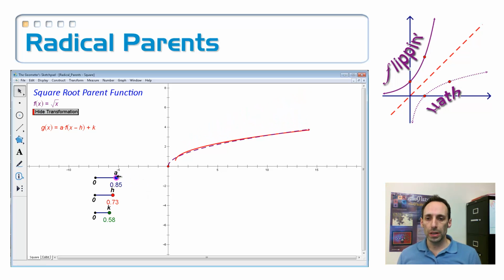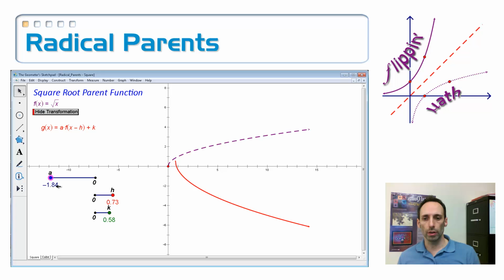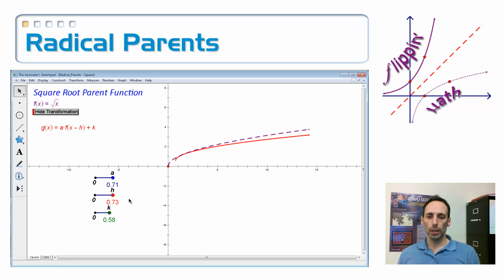If I make it between 0 and 1, it shrinks it down vertically. Makes it much, much thinner. And then finally, if I make it negative, it's going to reflect it across the x-axis. Okay. And then the h and the k do what they do. Moves it left, right, and up and down.